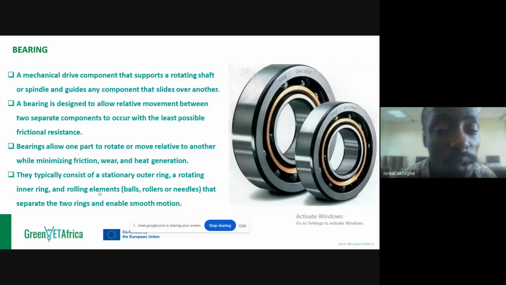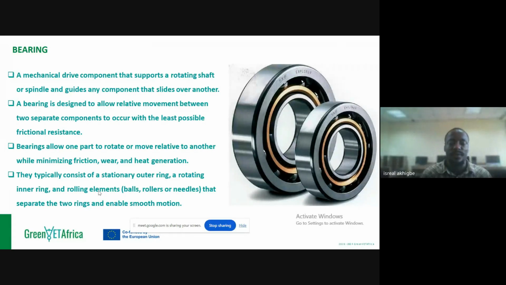So that's why I tell them about the transmission components. Bearings are mechanical drive components that support the rotating shaft or spindle. Remember, I spoke about spindle as a type of mechanical fitting in waste machinery. A spindle is anything that basically rotates, so if you see a waste machine with something rotating, that rotating portion can be called a spindle. A bearing guides any component that slides over another. Remember, metal to metal contact. It guides it and also supports that rotating shaft.